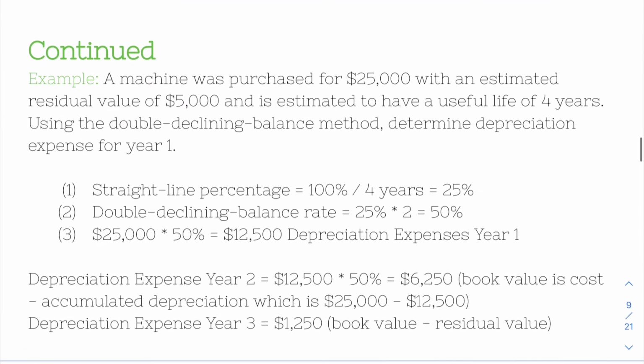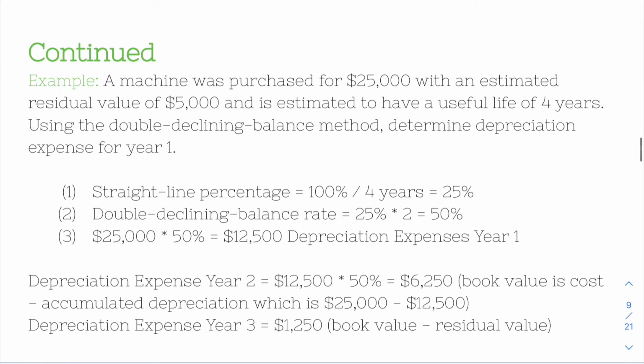Okay. So again, it's the same initial setup. We have a machine that was purchased for $25,000, an estimated residual value of $5,000, and an estimated useful life of 4 years. Now we're using the double declining balance method to determine the depreciation expense for year 1. So our first step is to figure out the straight line percentage, and that is going to be 100% divided by the 4 years of useful life, 25%. Then we get our double declining balance rate. So that's the straight line percentage multiplied by 2. So 25% times 2 is 50%.